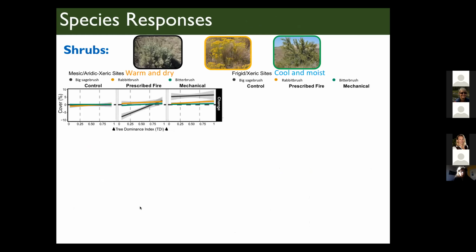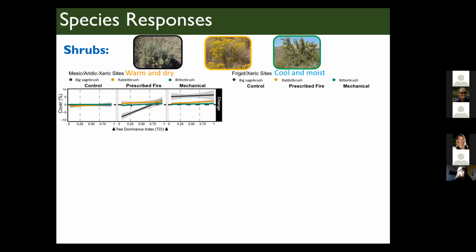So now let's take a look at specific species responses. So again, the slides are set up the same. So we have big sagebrush in black, rabbitbrush is yellow, and bitterbrush is green. And again, I think we had 6 total species of Artemisia, but these are just the big sagebrush ones, which I think were 3. Again, there's a negative effect of prescribed fire at that low TDI, but we see a bump in big sagebrush with the mechanical treatment.